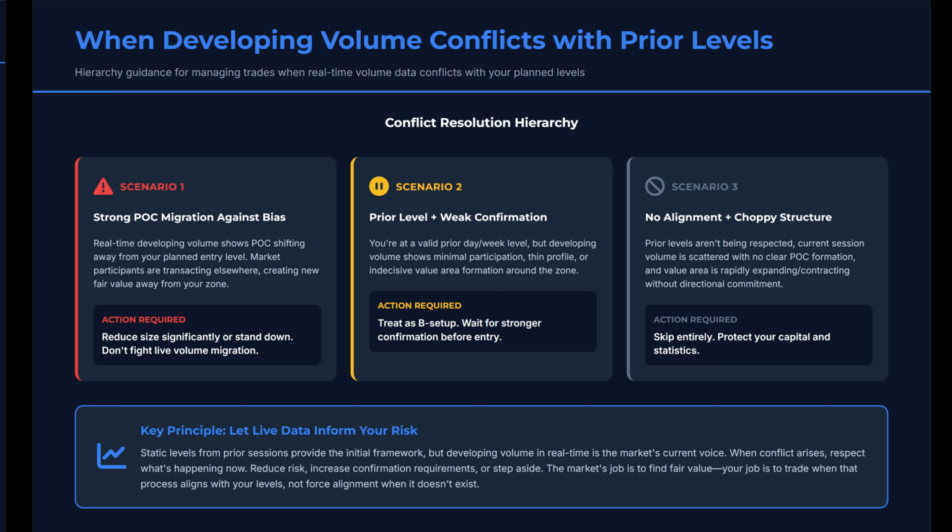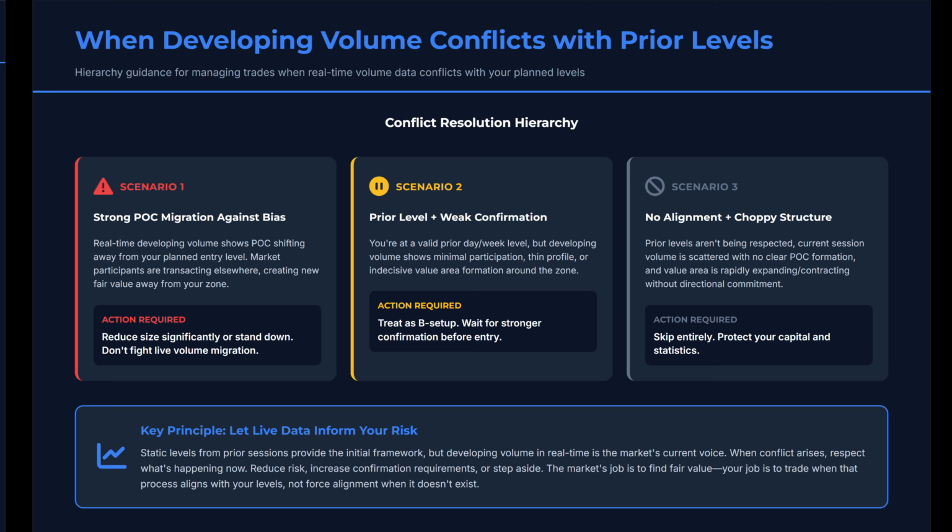We'll use a three-tier hierarchy to guide your decision-making. Red scenarios require immediate risk reduction or standing down. Yellow scenarios require downgrading to B setup confirmation requirements. Gray scenarios mean skip entirely and protect your capital. Scenario 1. Strong POC migration against your bias.